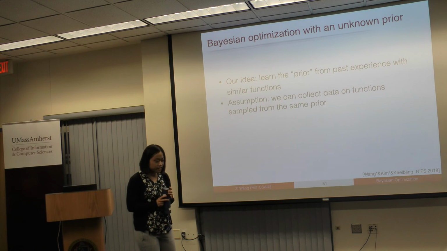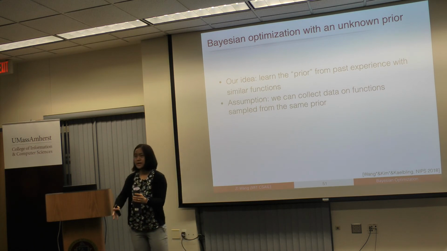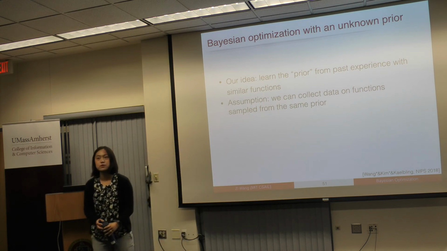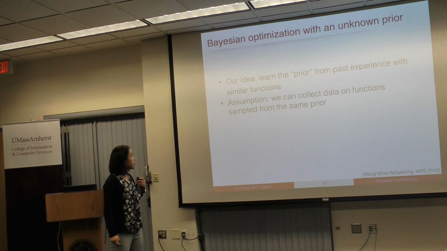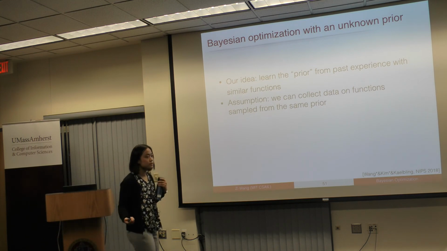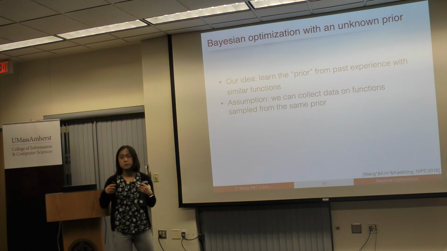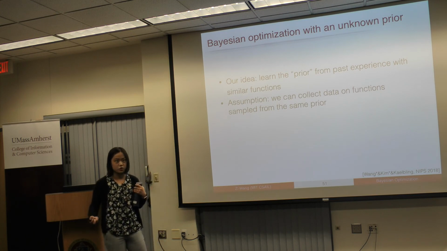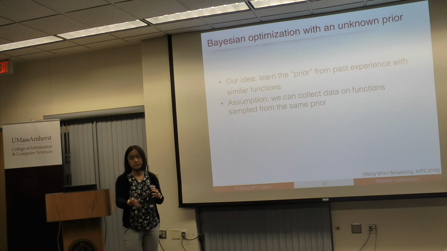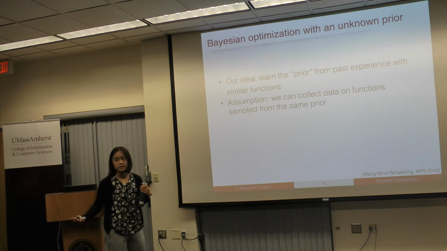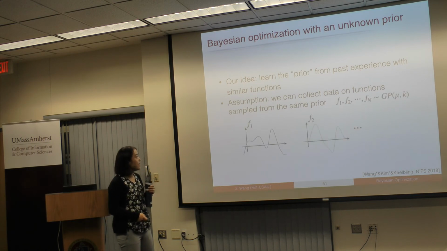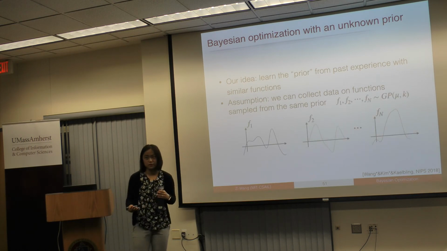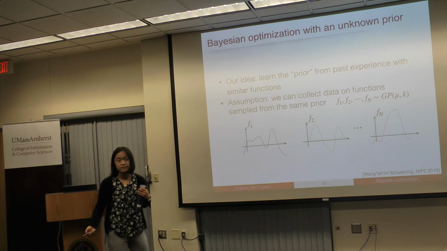So the idea here is to really break the circular dependencies between the data and the model estimation process. What we're going to do is learn this prior from some past experience with similar functions instead of from the function we already have at hand. The assumption here is that we can collect data on functions that are sampled from the same Gaussian process prior.